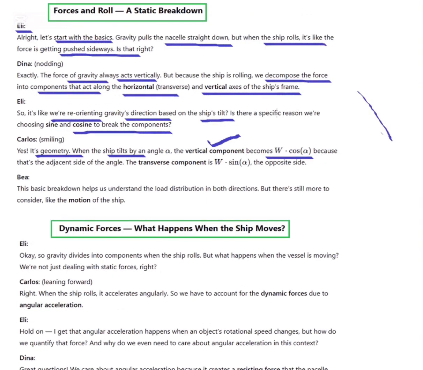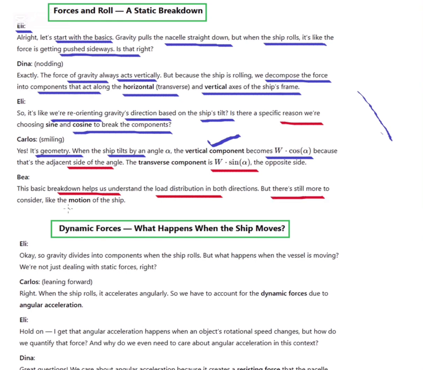Is there a specific reason why we are choosing sine and cosine to break the components? Yes, it's geometry, because when the ship tilts by an angle alpha, the vertical component becomes W cos alpha, because that's adjacent to the angle, and the transverse component is W sine alpha, that's opposite. This basic breakdown helps us understand the load distribution in both directions.